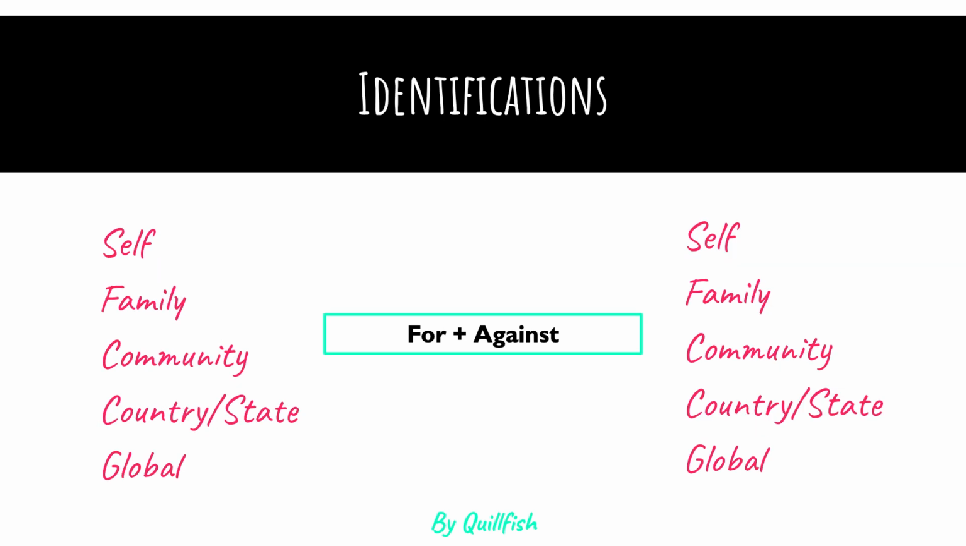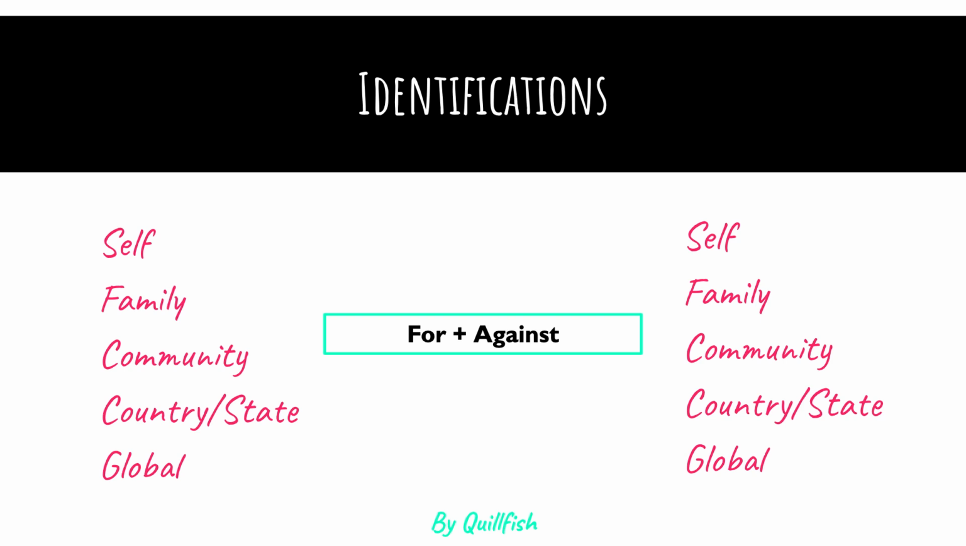The same thing goes for identifications. Every human being will identify themselves in certain ways, and they'll also identify themselves against certain things. They have their own identity, their personal identity, which we call the self. They have identities for their family and what they consider to be appropriate for family identifications, roles within the family, things like that. And it escalates. It goes up to the community, it goes to the country and the state that they're living in, and it goes global. How do they identify as a national citizen?